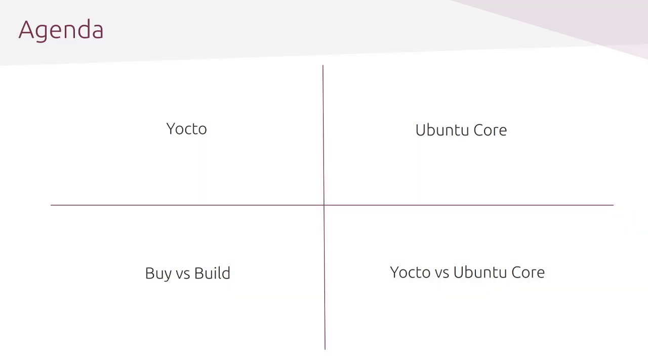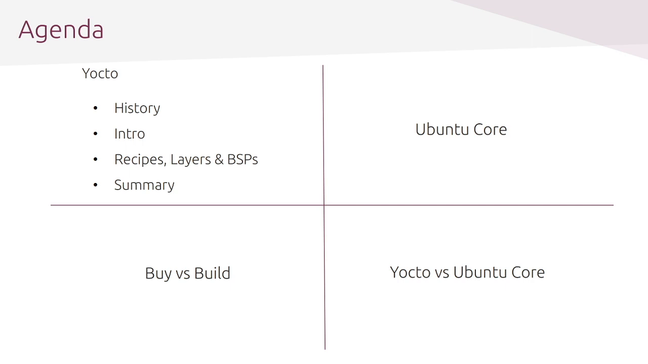In terms of what I would like to cover today, I want to divide the presentation into four main areas: Yocto, Ubuntu Core, buy versus build, and Yocto versus Ubuntu Core. So let me explain what I mean by that.